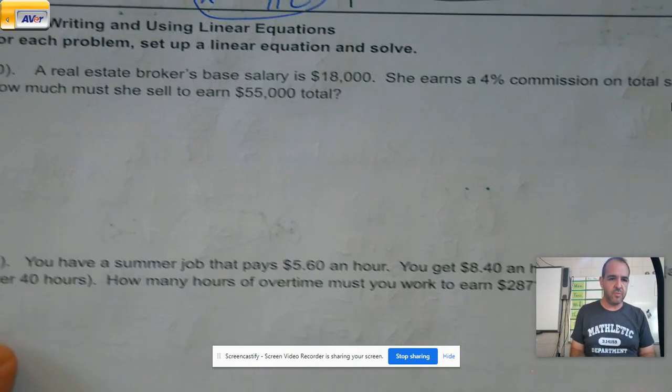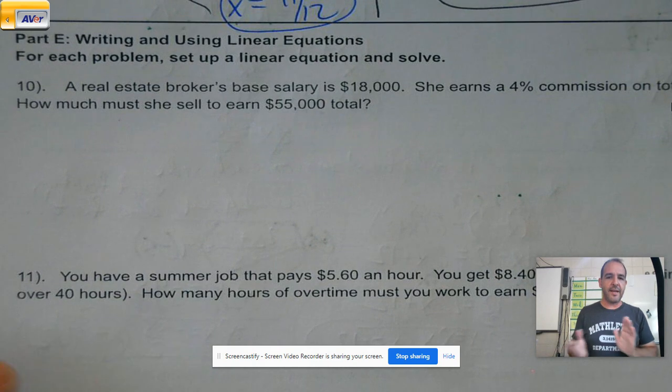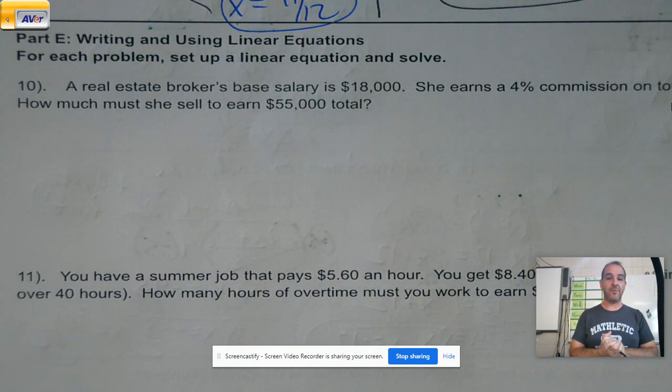It's fine. No rules. All right, writing and using linear equations. For each problem, set up an equation and solve. Okay, so for some of these, we got to understand what we're coming up with here.